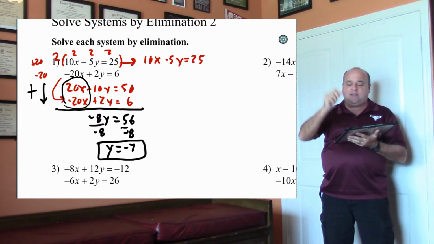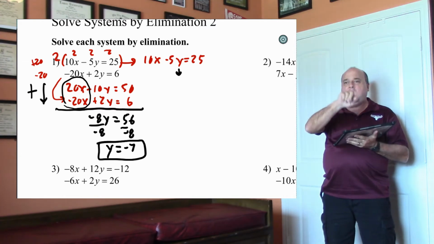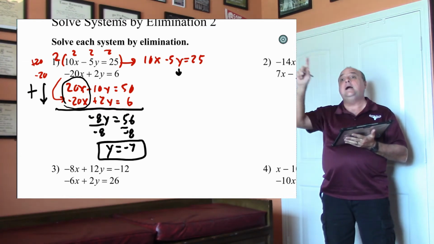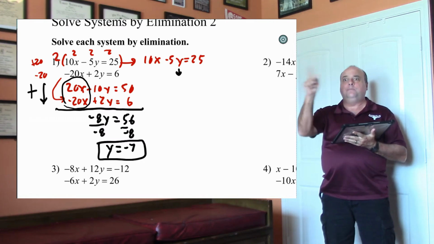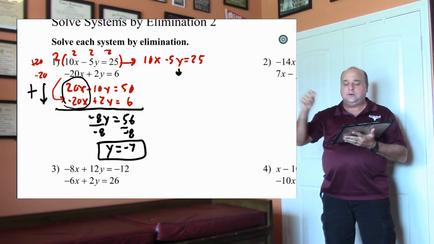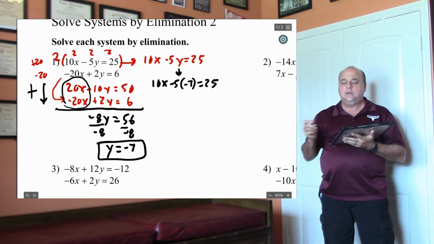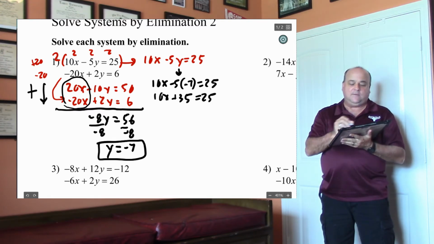Now then, we're going to take this Y and plug it right in here, aren't we? On the left column, I found Y, and in the right column, I'm going to get X. You're going to do that every time, or vice versa, one letter in one column and the other letter in the other. So write down 10X minus 5 parentheses equals 25, and I'm going to take that negative 7 and put it in there. Now then, 10X, a negative 5 times a negative 7 is a plus 35 equals 25.